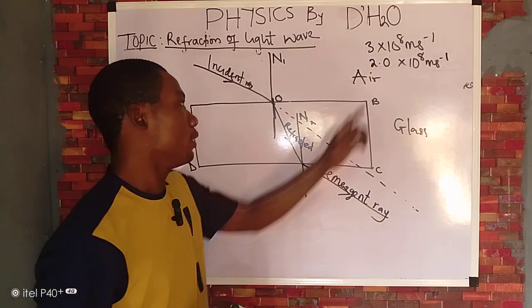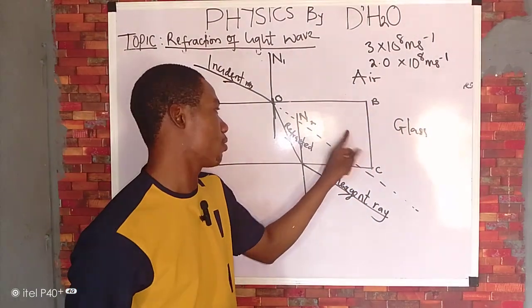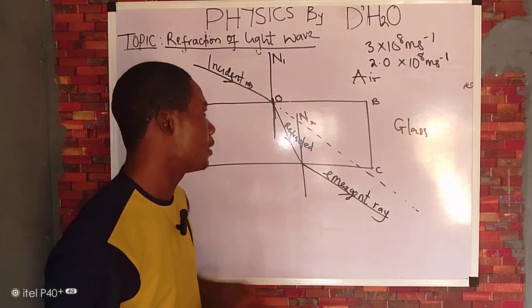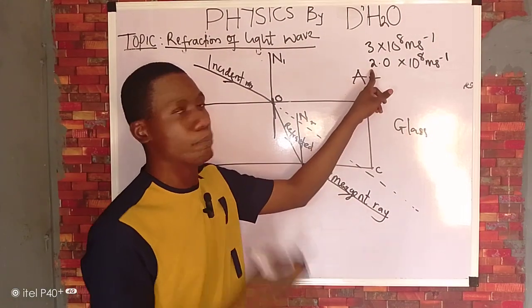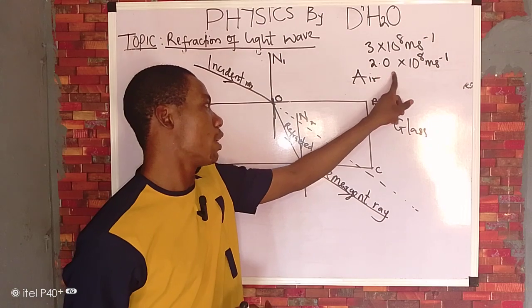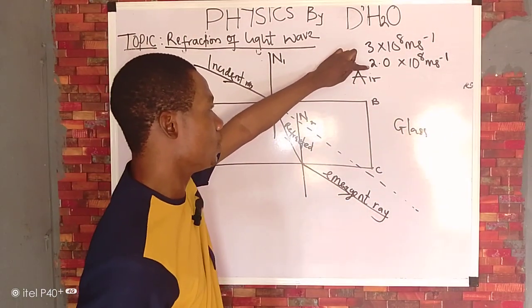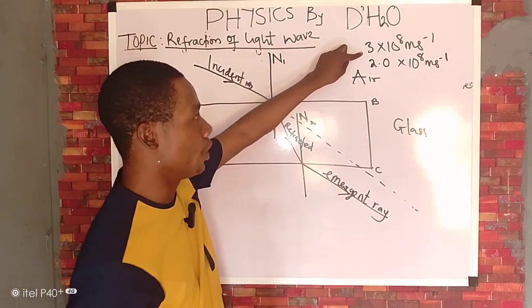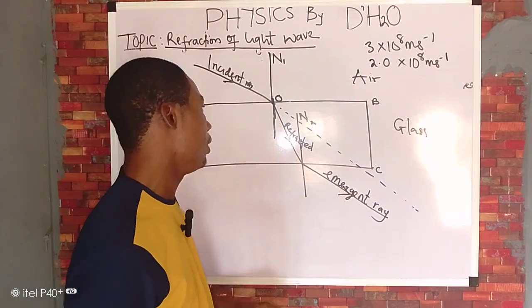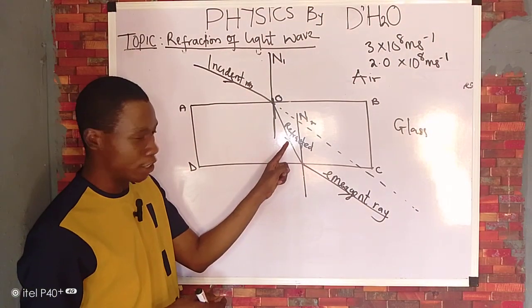Now, though this value might vary depending on the refractive index of the glass, okay? But for most glasses, where the refractive index is around 1.5, our speed is approximately 2.0 times 10 raised to the power of 8 meters per second. This is the speed of light in air, this is the speed of light in glass. So if light moves from air to glass, the speed will reduce, as you can see on the board. And then you see now that the ray of light has bent.